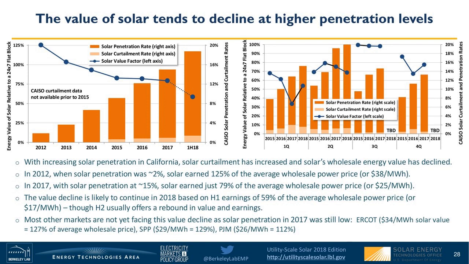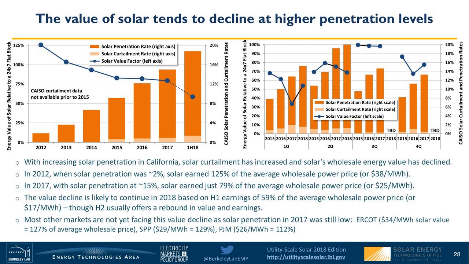So these two graphs show largely the same thing, with the only difference being that the left graph is on an annual basis back to 2012, while the right graph is on a quarterly basis back to 2015. In both cases, the dark orange bars show the solar penetration rate within the California ISO market, while the lighter creamy portions of the bars show the rate of solar curtailment. Not surprisingly, as penetration has increased, so too has the rate of curtailment.